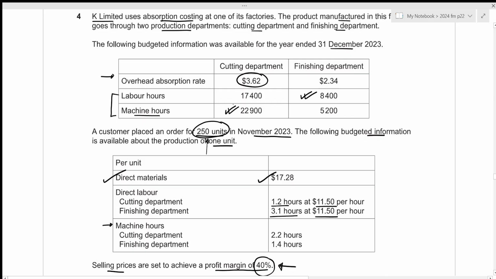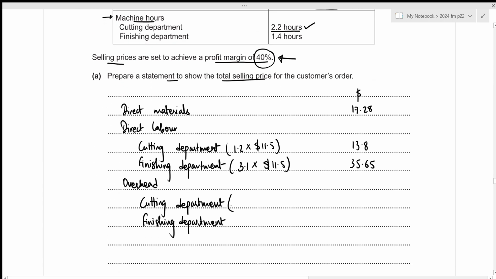And in order to calculate the per unit overhead now, we just need to multiply the overhead absorption rate to the per unit machine hour. And the machine hour is given right here for cutting department. That will be 2.2 hours per unit. So our overhead per unit is just going to be 2.2 multiplied by 3.62, which results in the value of 7.96.